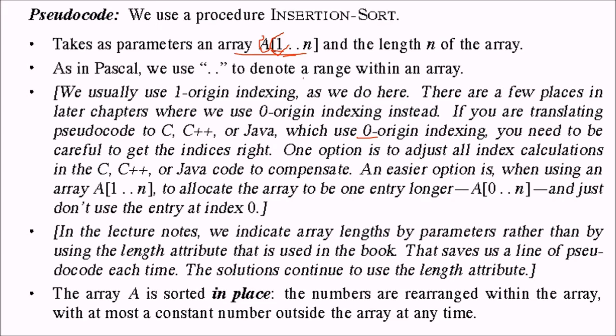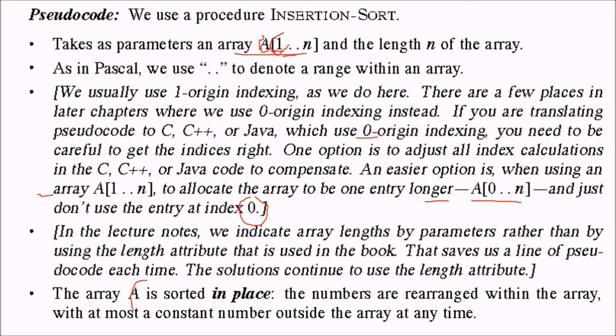One of the easier options is to allocate the array to be one entry longer, say A[0..n], and just not use the entry at index 0. But these are lecture notes, and we try to indicate array length by a parameter rather than using the length attribute that is used in the book of Cormen, and that will save us considerable lines of pseudocode each time. The solutions continue to use the length attribute.